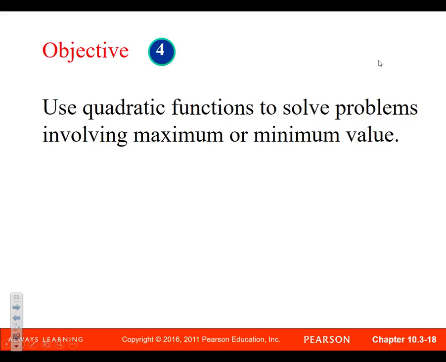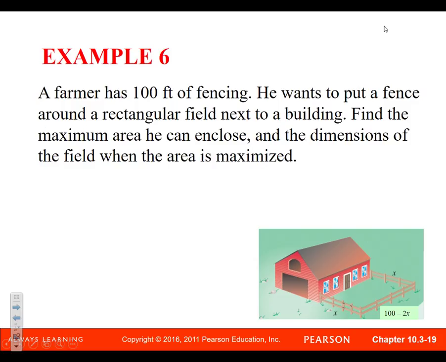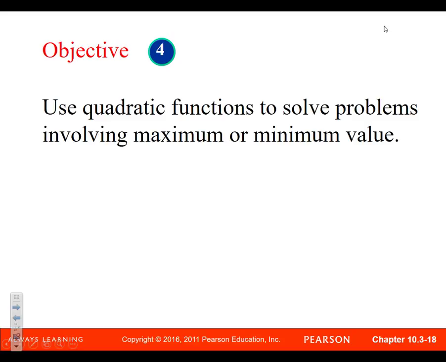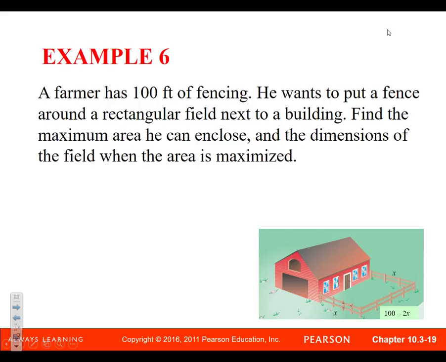We're back to word problems. Use quadratics to solve problems involving maximum and minimum. So, a farmer has 100 feet of fencing. He wants to put a fence around a rectangular field next to a building. Find the maximum area he can enclose and the dimensions of the field when the area is maximized. Well, let's go through it, see if it happens. I don't think it's going to happen in 10 minutes, though.